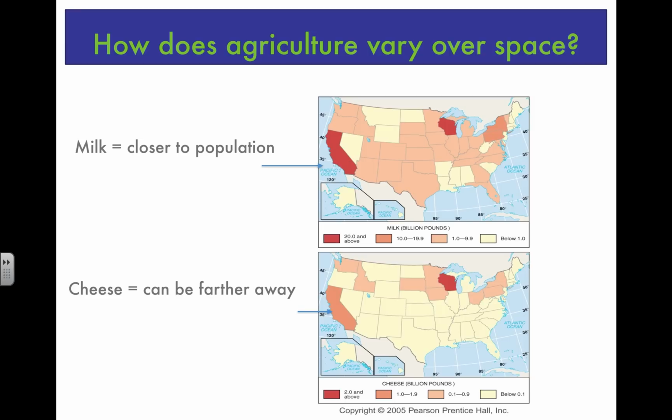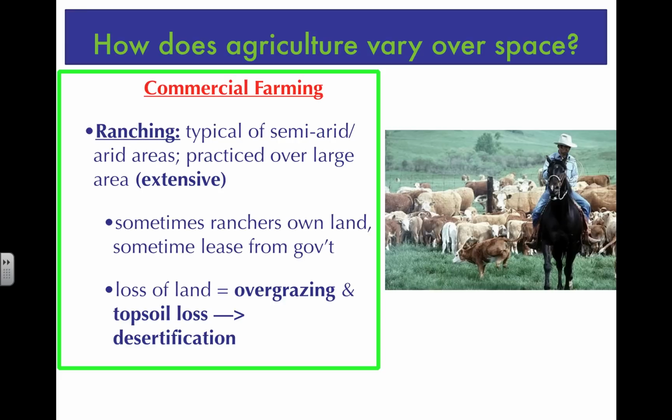You notice here that this is where milk is produced, the top map right there, and you'll notice that it's closer to some of the population centers. But cheese can be much farther. The milk is more widely distributed. In other words, the farms that are present in that top map, you'll notice that there are more of them because milk needs to be closer to population. Whereas if you look down to the bottom map, the farms are much more concentrated because cheese can be shipped farther away, so they don't have to be located as close to the population.